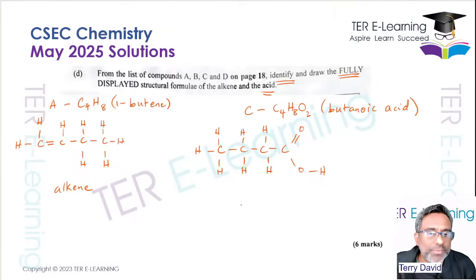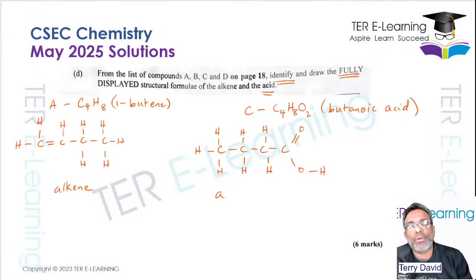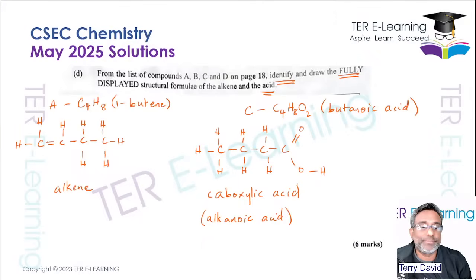Right, so that is C4. That's 6 and 2, 8. So this is it here. This here is your carboxylic acid, or alkanoic acid. So that's it. That's what I want there. So that's part D. And that's it. That takes care of number 5. Number 5 was pretty straightforward.